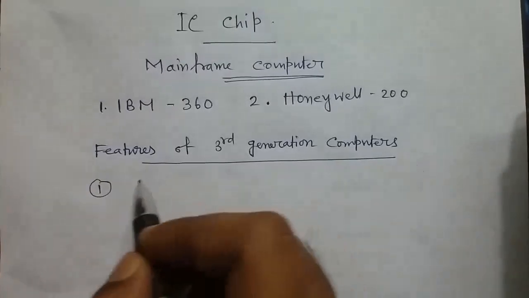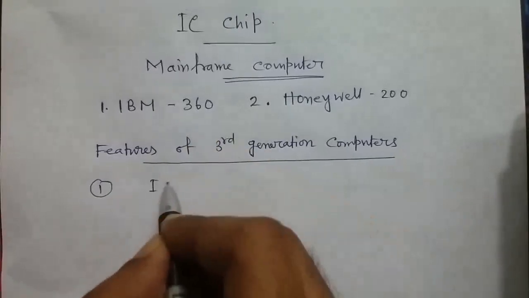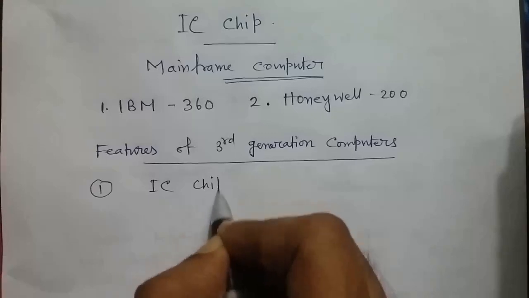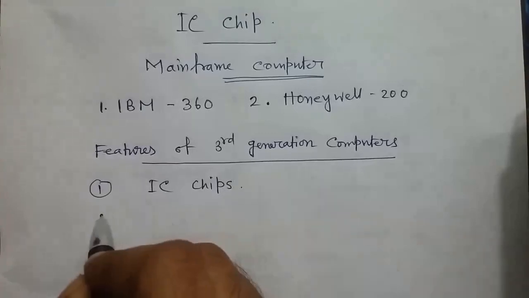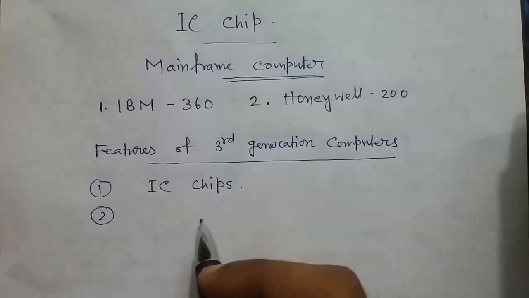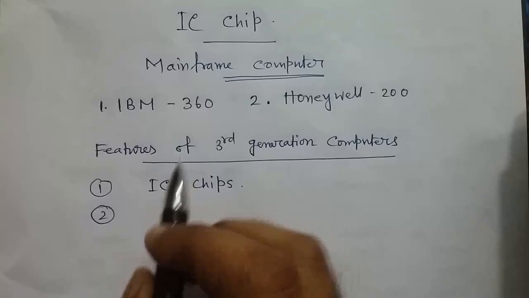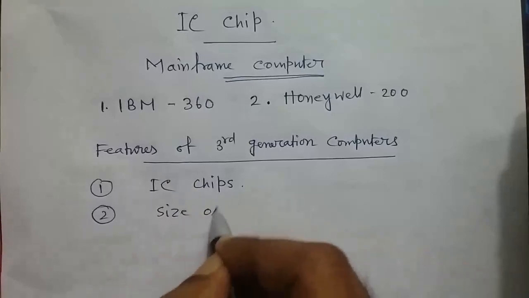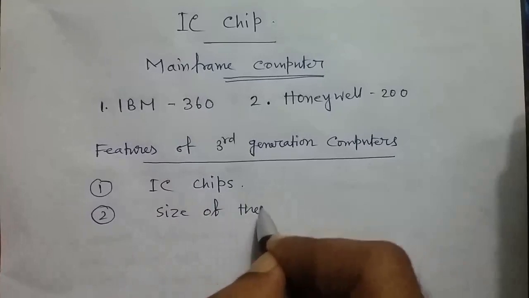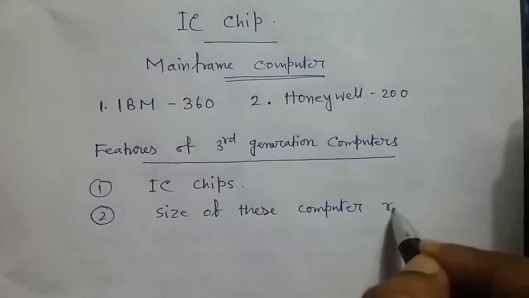Now the features of third generation computers. Number 1, IC chips were used as the main electronic components. Number 2, IC technology reduced the size of these computers. So the size of these computers reduced.